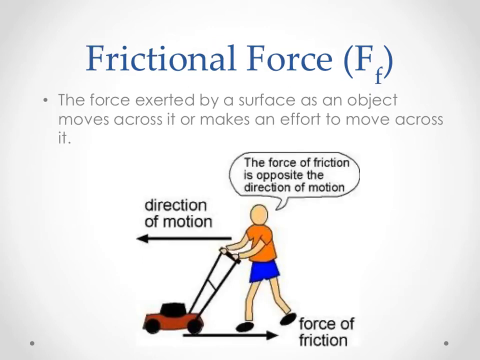Next is frictional force. We're going to talk more about the different types of frictional forces, but in general, the frictional force is a force exerted by a surface as the object moves across it or makes an effort to move across it. We have to make that distinction, because sometimes if you're trying to push an object that's very heavy and it's not moving, that's because the frictional force is causing the object not to move. Even though you're making an effort to move it, the object isn't moving due to frictional force. When you are sliding an object, frictional force always acts in the direction opposite of motion.